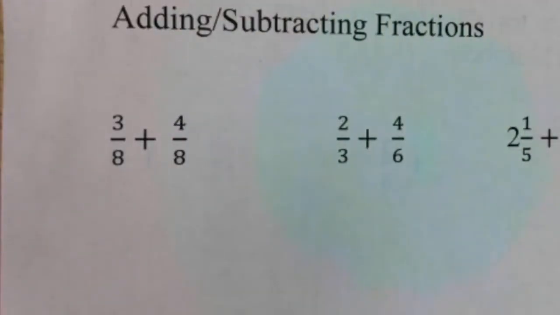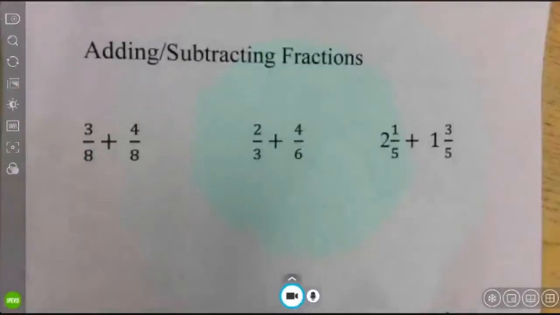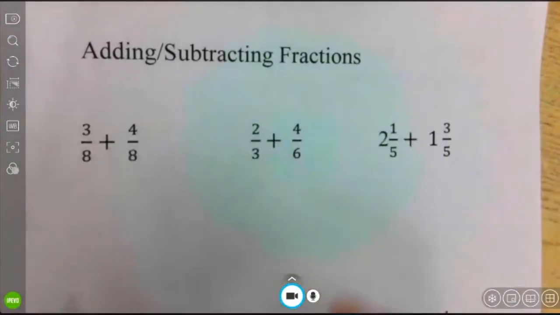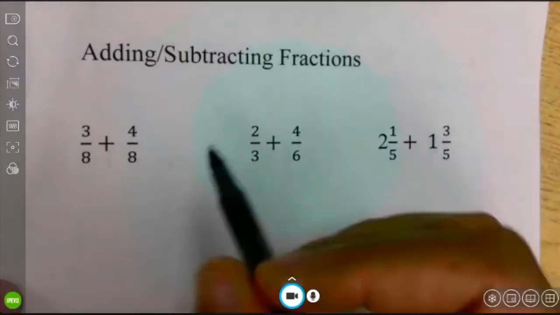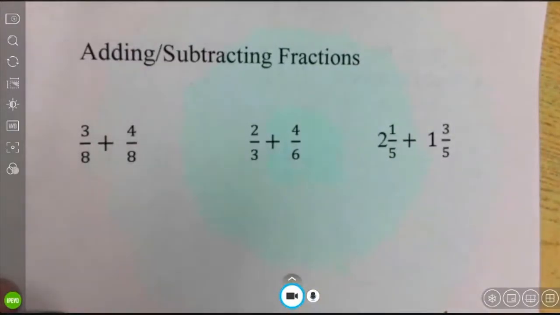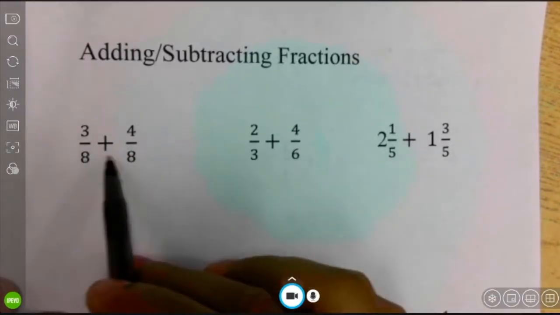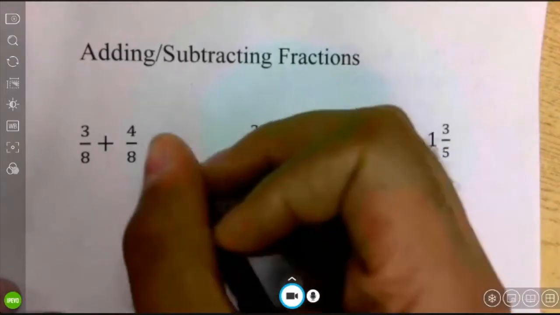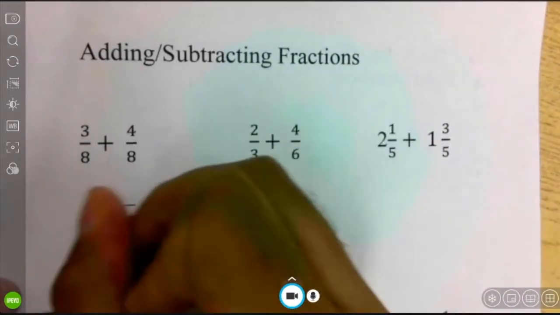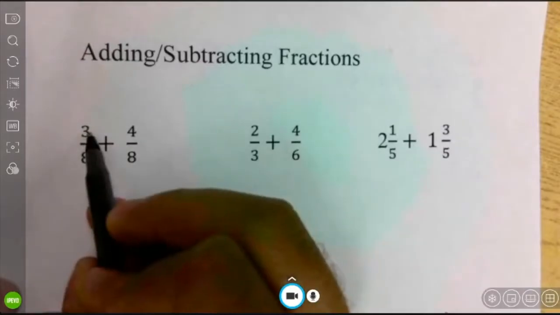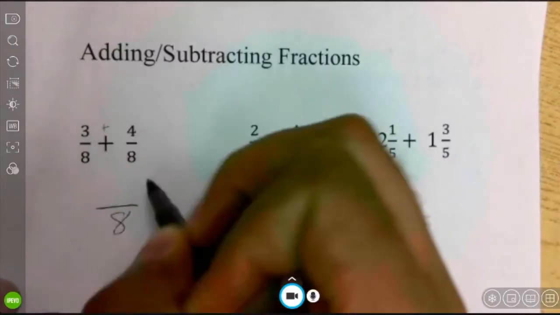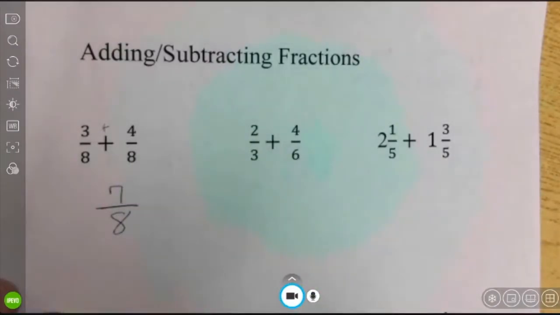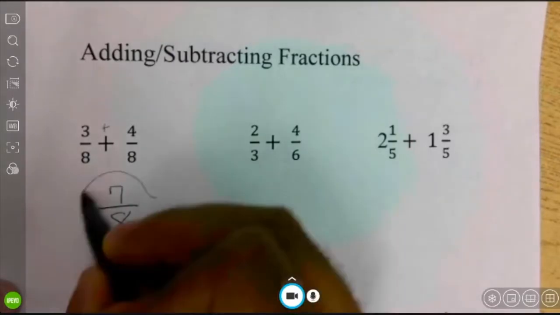Let's look at adding and subtracting fractions first. So here we have a couple of examples. 3/8 plus 4/8. Now, right off the bat, when you're adding or subtracting fractions, really you're only adding and subtracting your numerators, as long as you have a common denominator, as we do right here. So since our common denominator is 8, your denominator is going to be 8, and all we have to do is add our numerators. So 3 plus 4 is 7/8, and that's our answer right there.